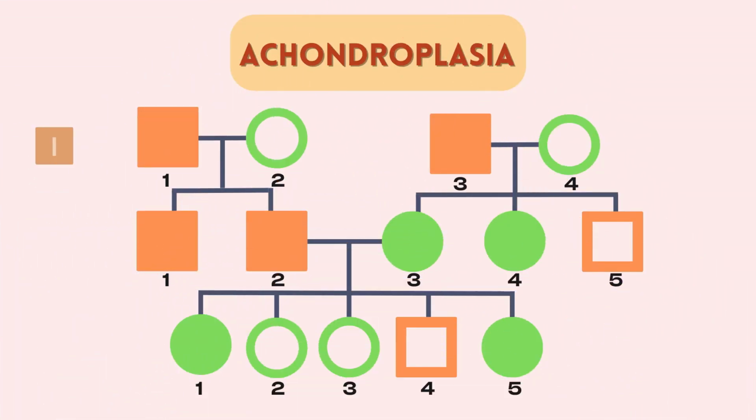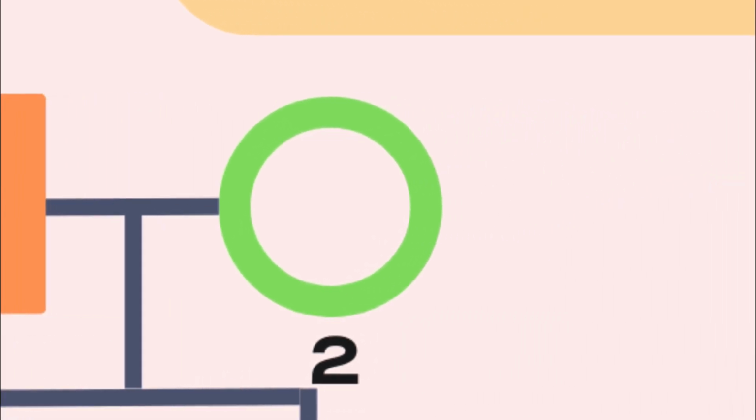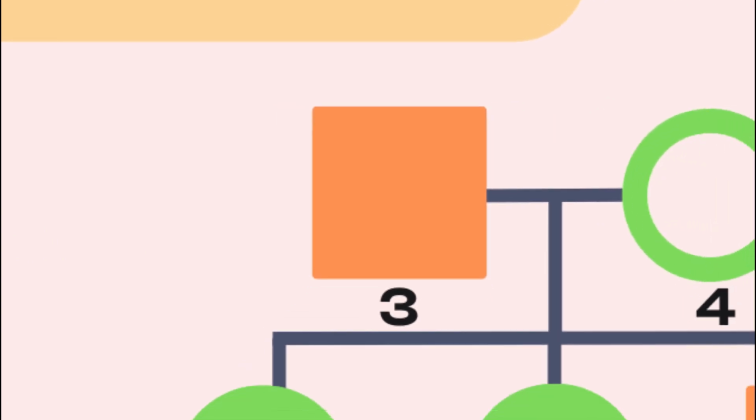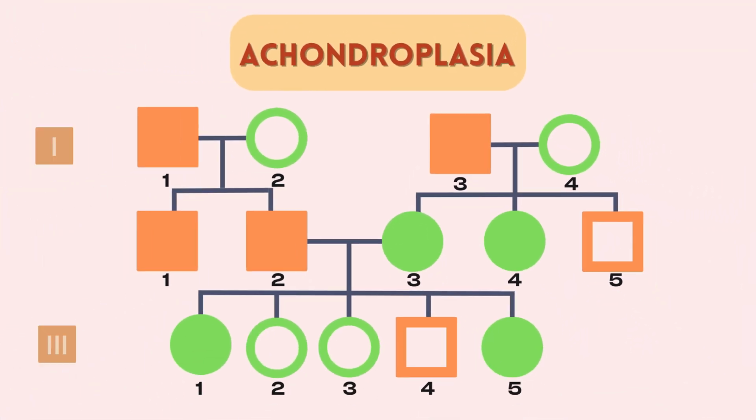For the first generation, we have here the grandfather and grandmother of both families. Both grandfathers had been affected by achondroplasia. To determine their genotype, we are going to look at the second generation. Here on the left side, both the sons have been affected. Therefore, the grandfather has a homozygous dominant allele.